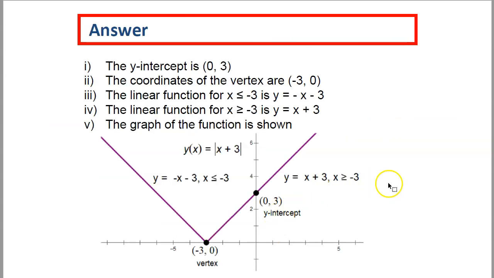So our answer is the y-intercept is 0, 3. The coordinates of the vertex are negative 3, 0. We're shifted to the left 3 here, but no up or down. The linear function when x is less than or equal to negative 3 is y equals negative x minus 3. That's for down here. And the linear function when x is greater than or equal to negative 3 is y equals x plus 3. That's this part here. And then the graph of the function is shown.